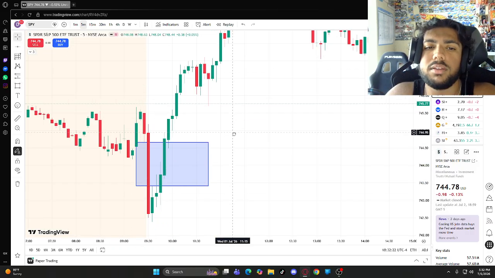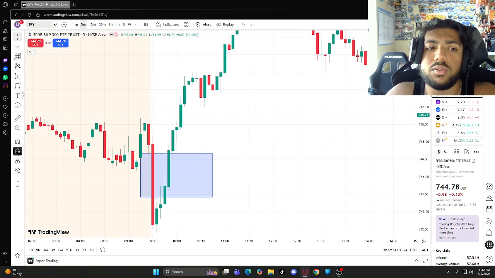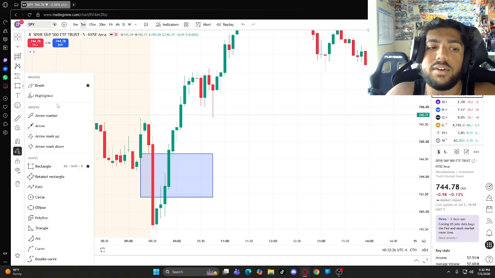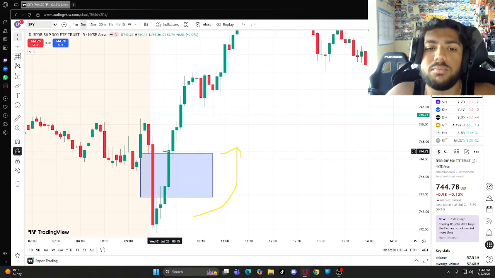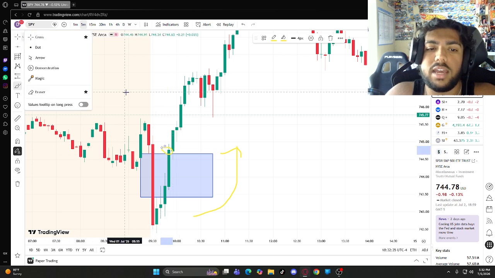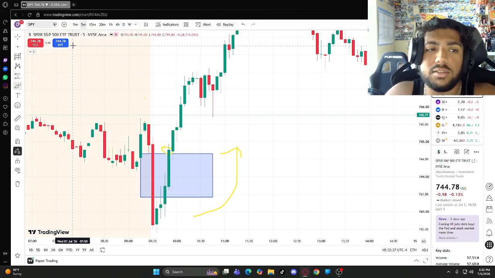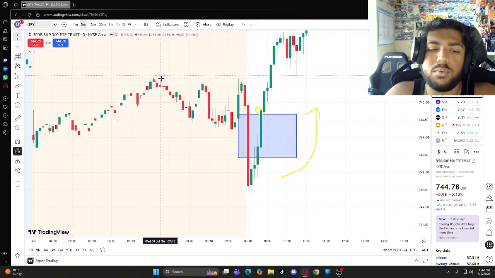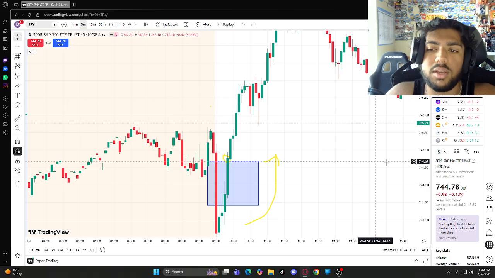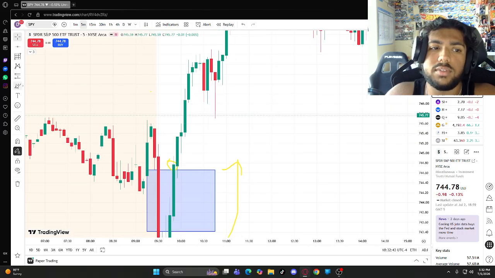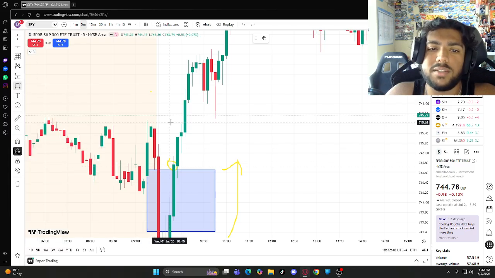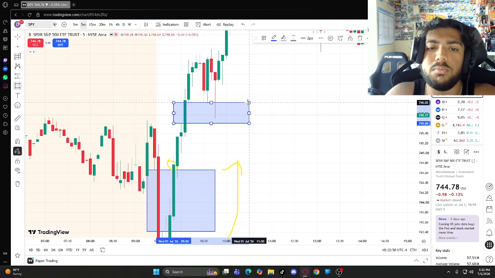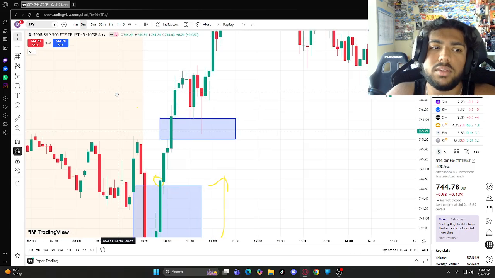Inverse fair value gap. Inverse fair value gap to volatility on the upside. Because price came up and closed above it, this gap is no longer valid to the downside. We can't trade down. Now we can look to trade up. Because we're looking for trades up, we have to look for a respected fair value gap. Boom. Respected fair value gap.